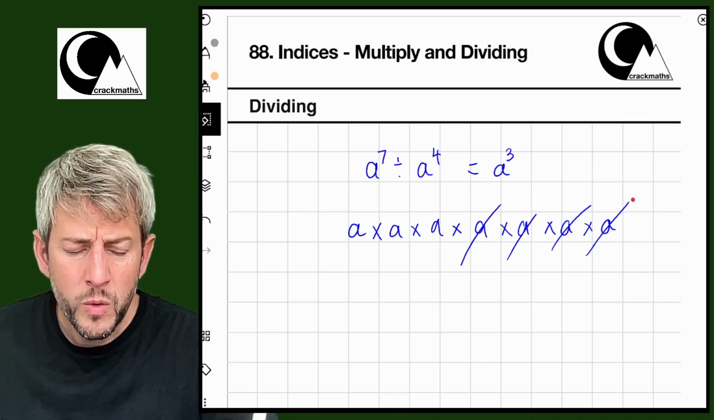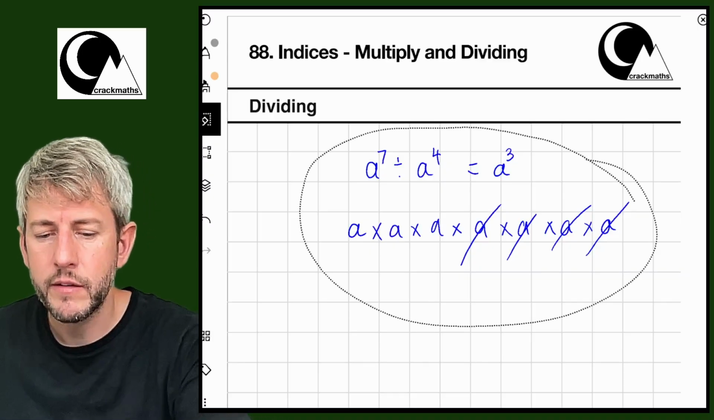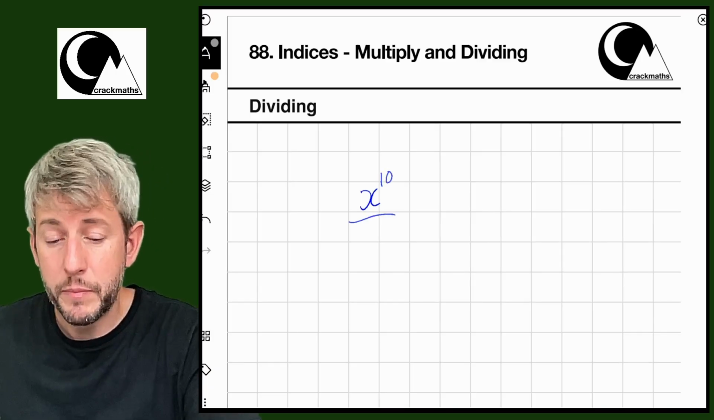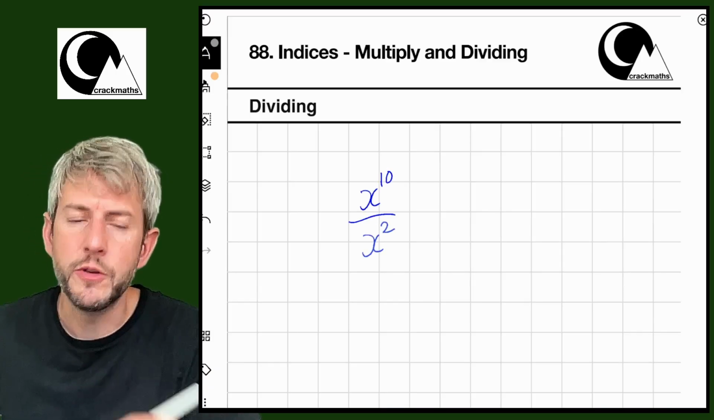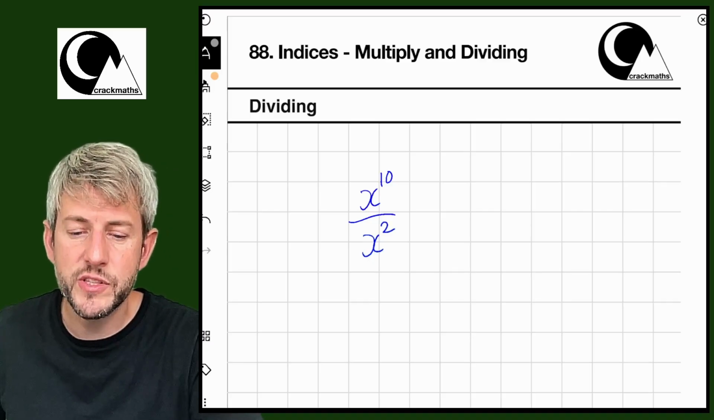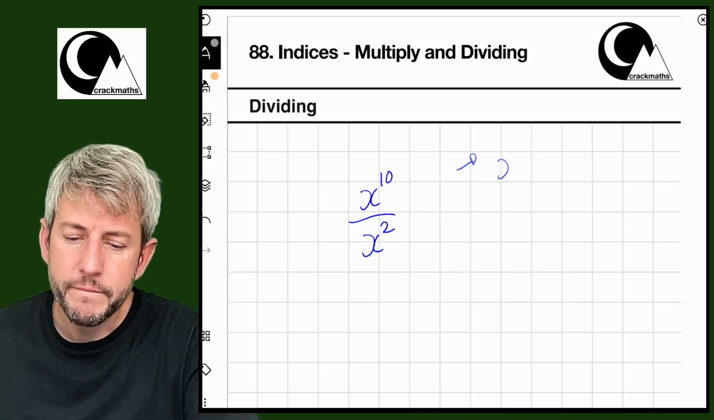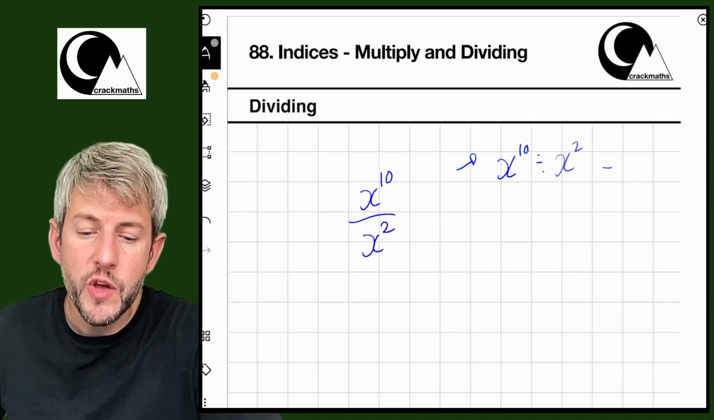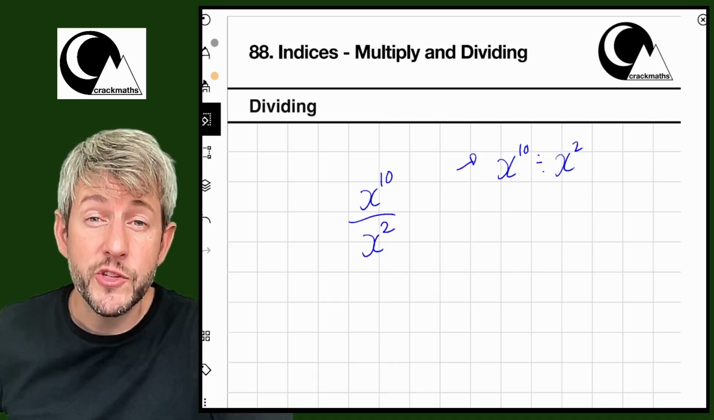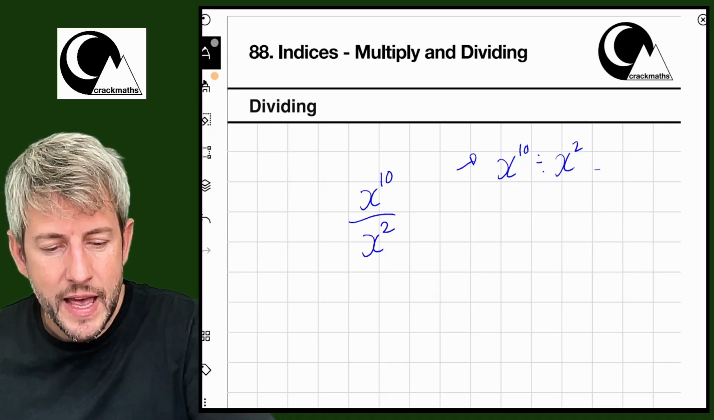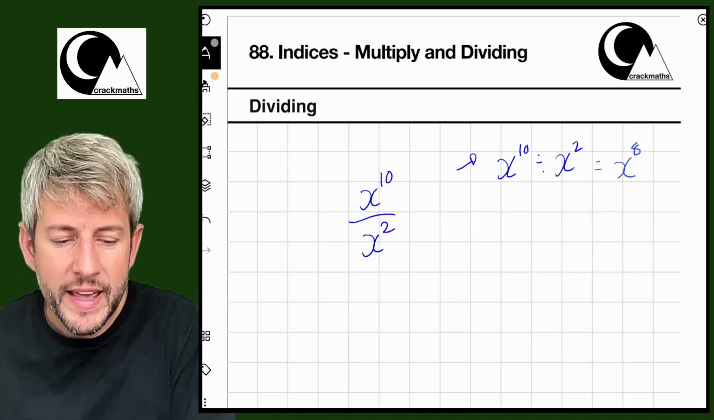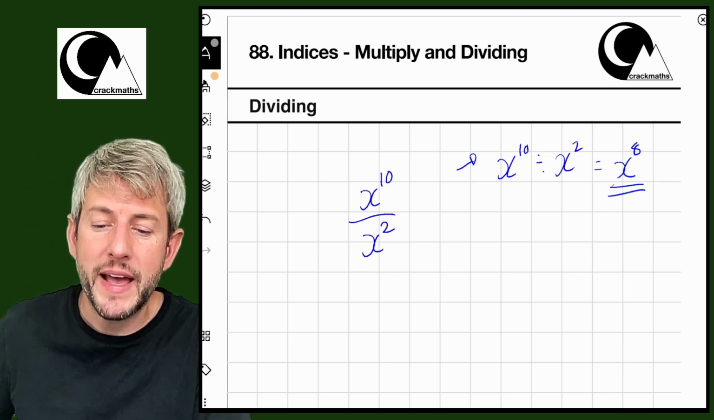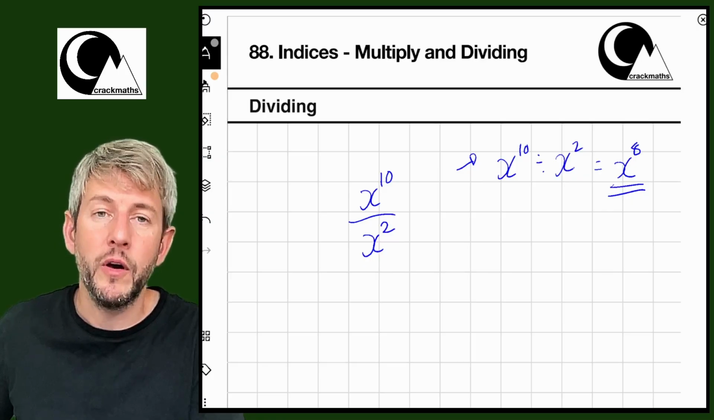Right, we could also often get this written like this. So we could have x to the 10 divided by x to the 2. And this again is just another way of writing x to the power of 10 divided by x to the power of 2. So the rule still stands that we just take the 2 away from the 10, and that gives us x to the power of 8, which we have here. So there we go, x to the power of 10 divided by x to the power of 2 will be x to the power of 8.